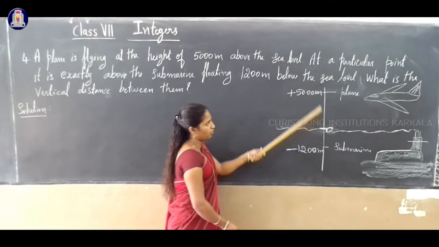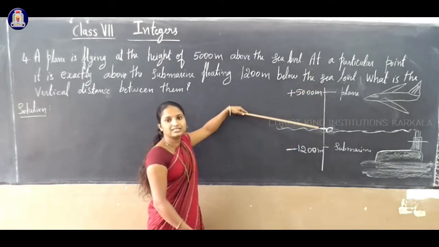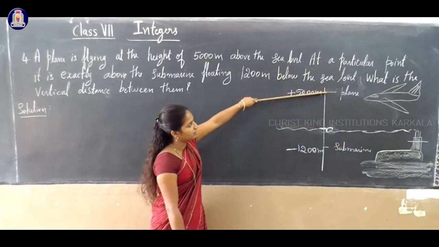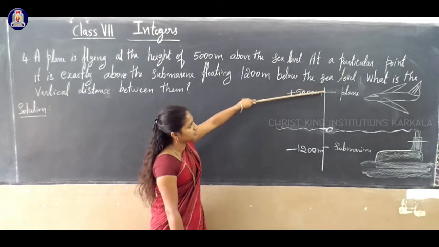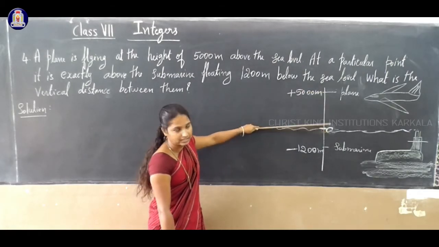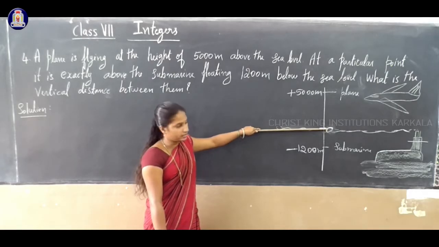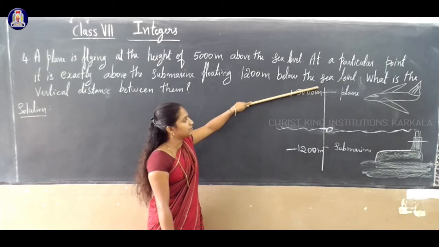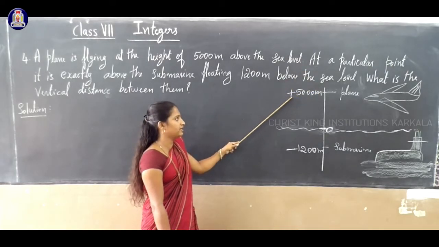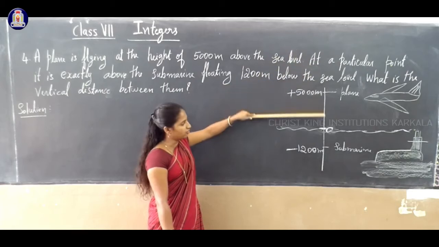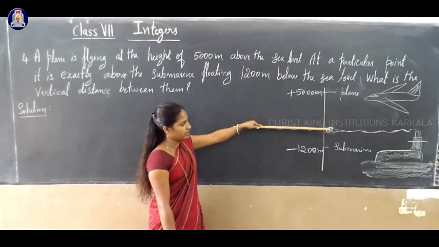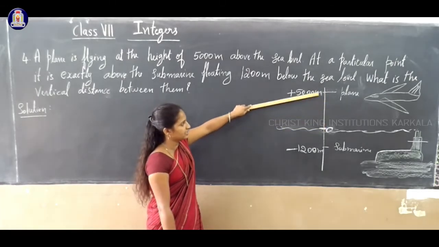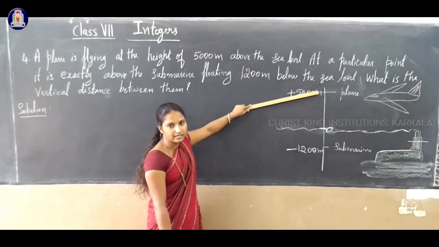Clear? So above 0 we consider positive integers. Above the sea level, the plane is flying at a height of 5000 meter. This is the sea level, which you can consider 0. Here, above the sea level, the distance given is 5000 meter, and the sign is plus. Why plus? Because above 0, next you get plus 1, plus 2, plus 3. So you consider plus 5000 meter, a positive integer.